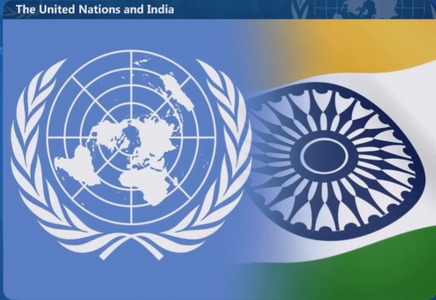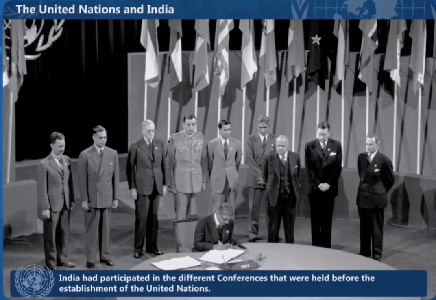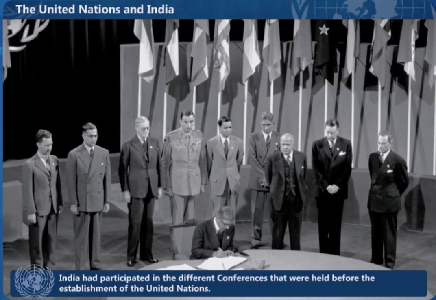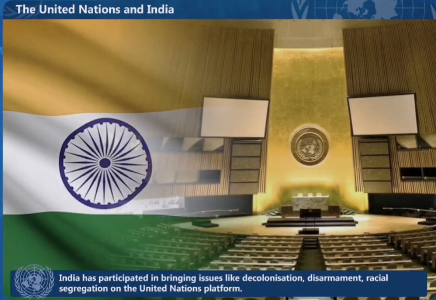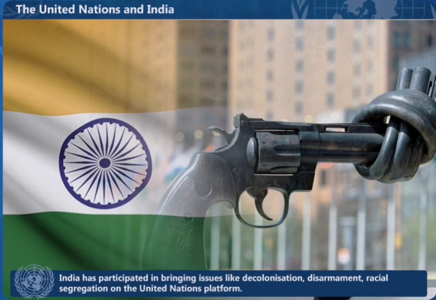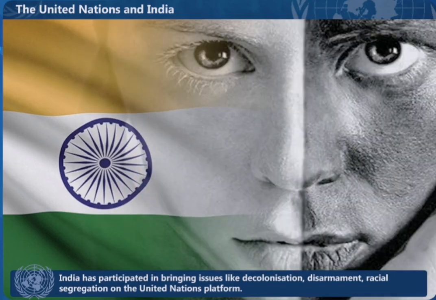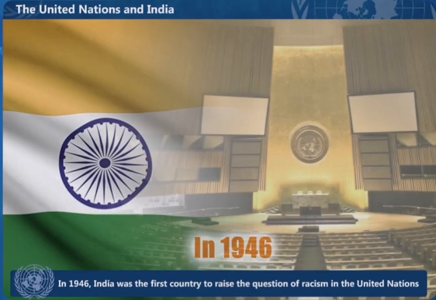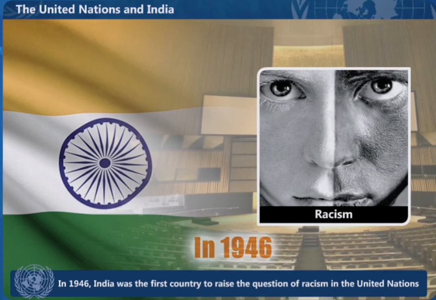The United Nations and India. India had participated in the different conferences that were held before establishment of the United Nations. India has participated in bringing issues like decolonization, disarmament, racial segregation on the United Nations platform. In 1946, India was the first country to raise the question of racism in the United Nations.